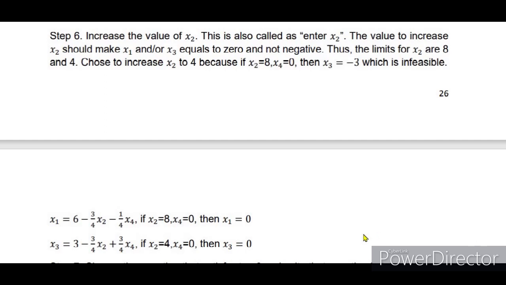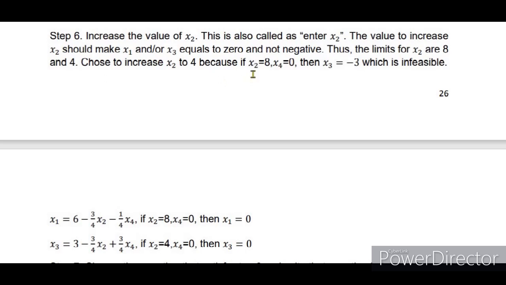So for the equation in step number 3, the value of x sub 2 is 8 if x sub 4 is equal to 0, then x sub 1 is equal to 0. Then for the equation in step number 4, the value of x sub 2 must be 4, because if x sub 4 is equal to 0, then x sub 3 is equal to 0. Now, choose to increase x sub 2 to 4.